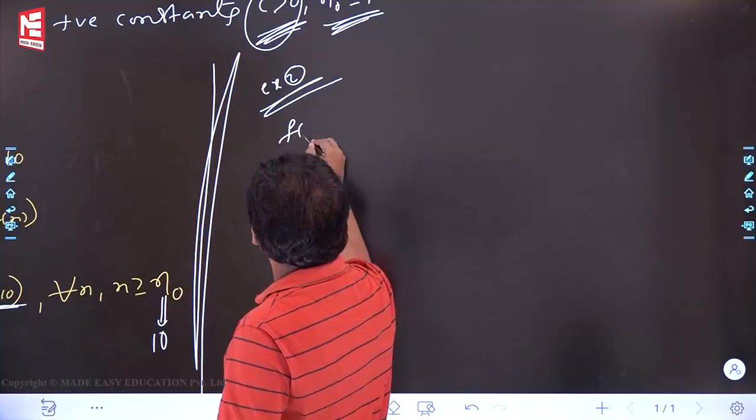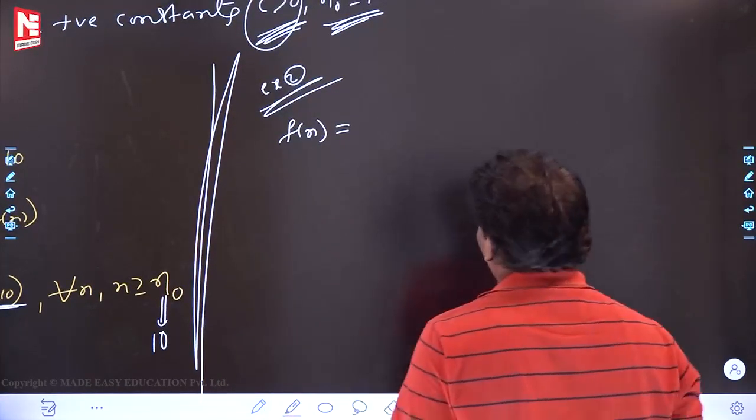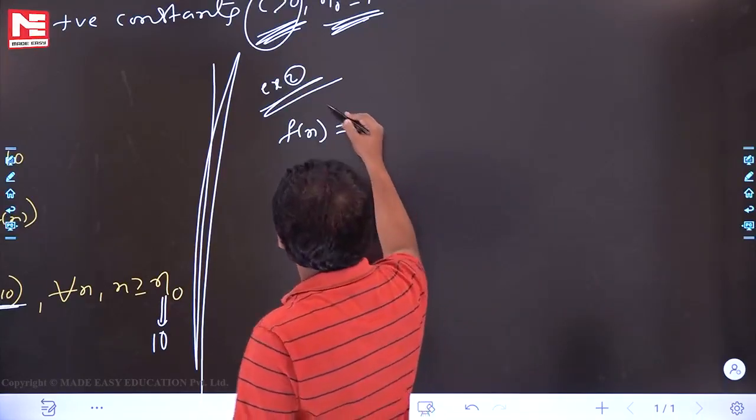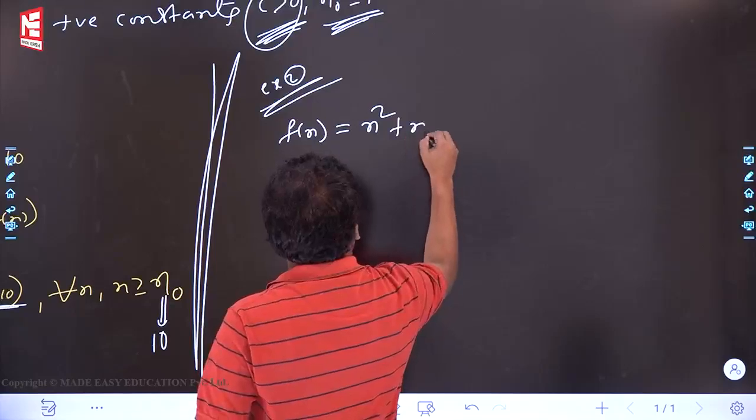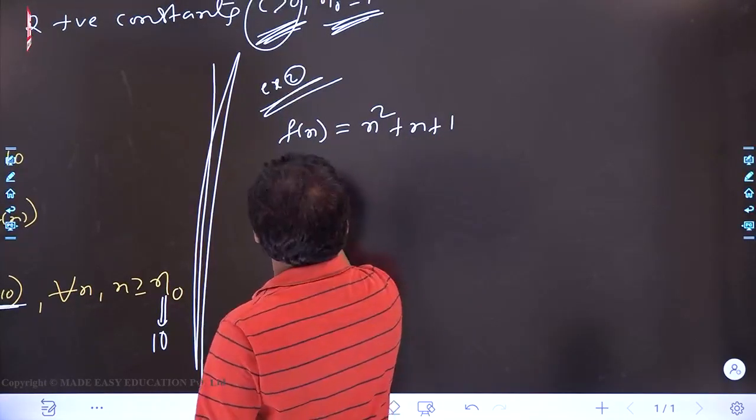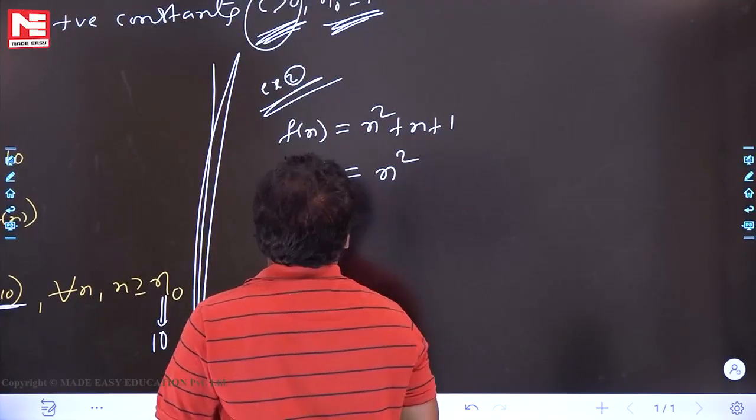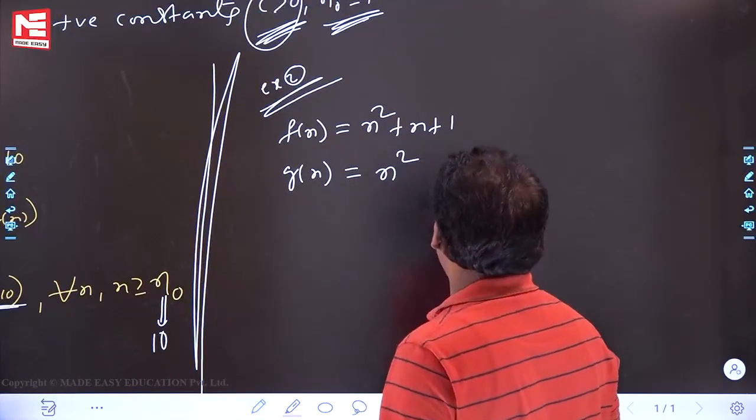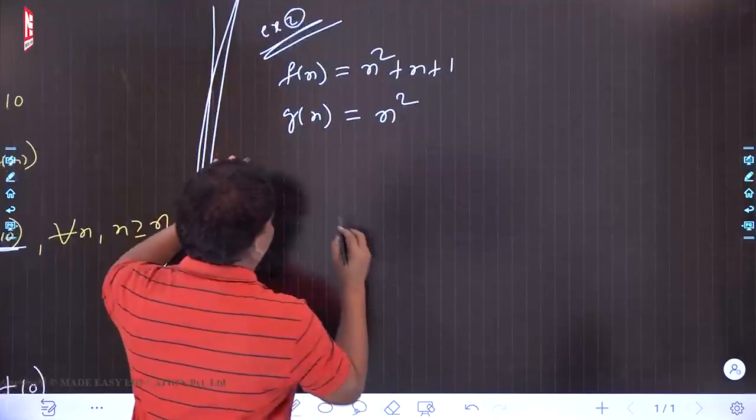Example 2. F of n is equal to n square plus n plus 1. G of n is equal to n square. Right? Now let me write.